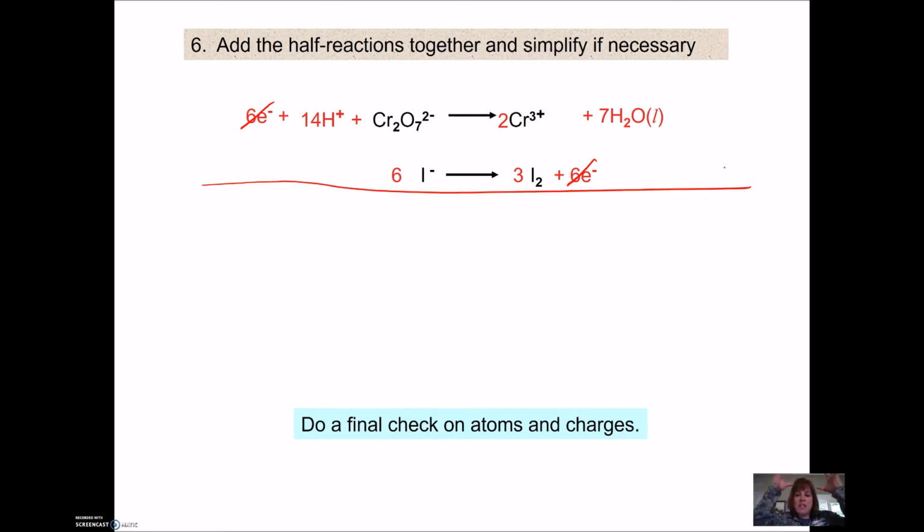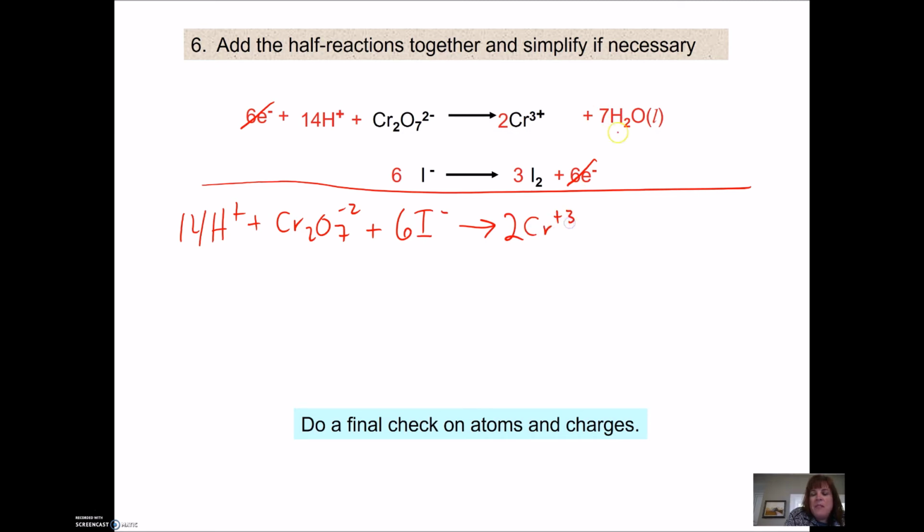So we're going to take everything on the left side and put it on the left side of the arrow. And we're going to take everything on the right side and put it on the right side of the arrow. So we're going to write this stuff down. So we have 14H+. My next thing is that Cr2O7 2-. I get to the arrow, so I'm going to drop down to this reaction down here, and we're going to add 6I-. I get to the arrow, so now we're going to add our arrow. Go back up to the top: 2Cr3+ plus 7H2O. And then we drop down here and we add our 3I2.